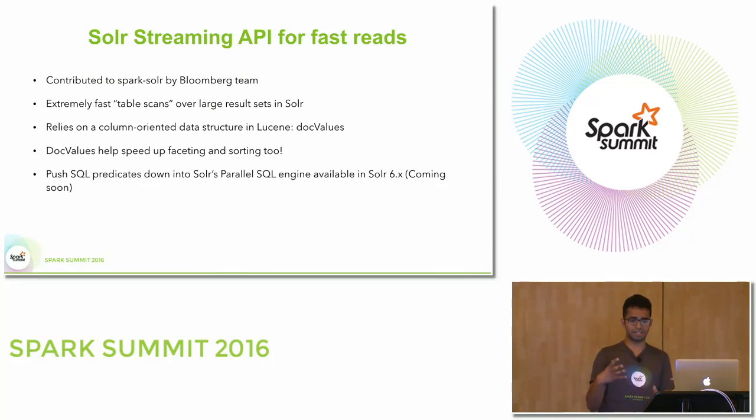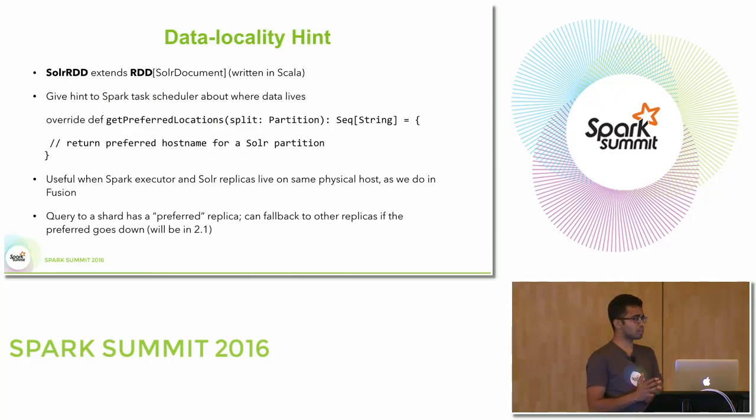This streaming API data is usually exported using the export handler. I'll show you the performance measurements and an example of how the streaming API is used soon. There is one more thing. Spark gives us the advantage of letting us prefer where the task should be run. If your Solr nodes and Spark worker nodes are co-located, then SolrRDD overrides the get preferred locations method, and it specifies, okay, I have these shards and replicas located here, so please try to run this task at this preferred host name.